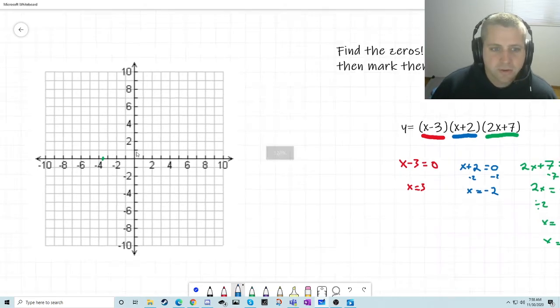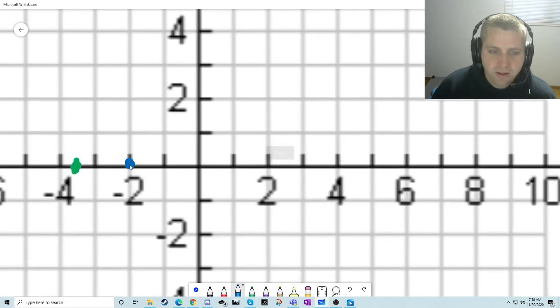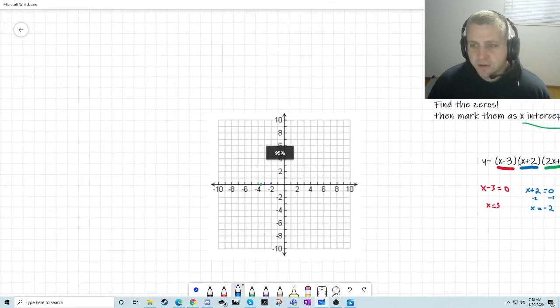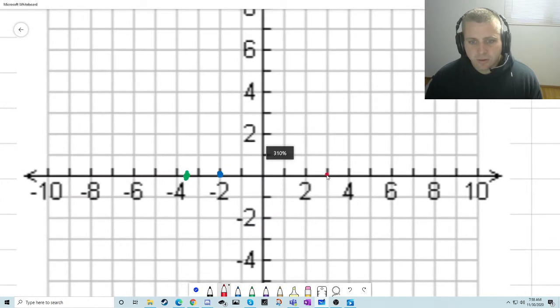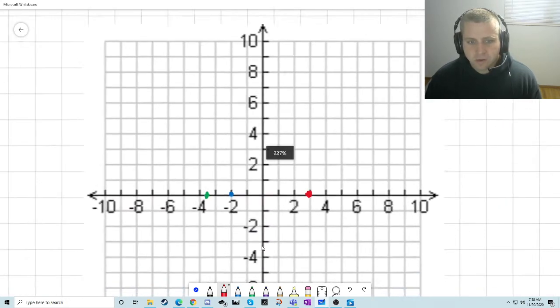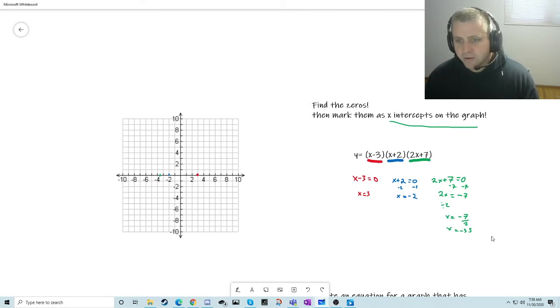X plus 2, so that ends up as x equals -2, so that means the intercept's at -2. So the intercepts aren't from the factors, they're from the zeros. Red is x equals 3, so we put red there, and you've marked them on the graph. So we found the 3 zeros, and we marked them on the graph.